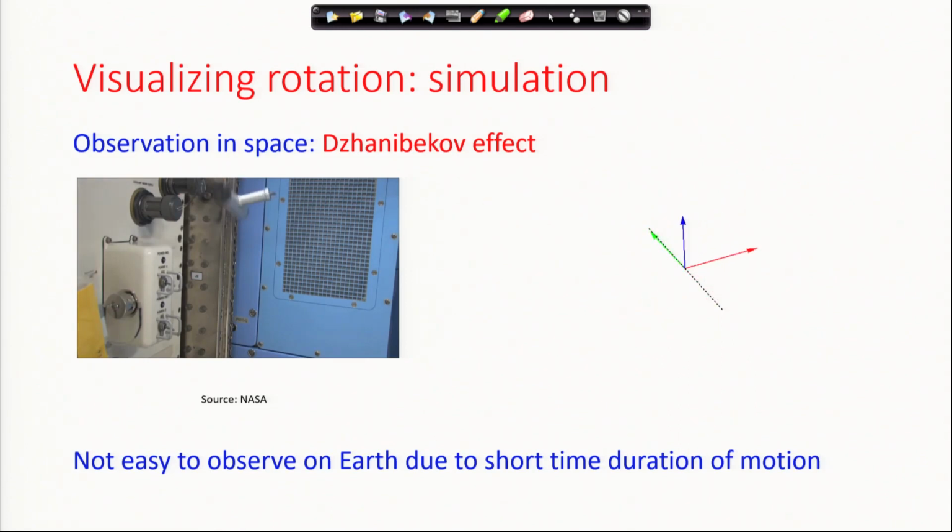This is known as the Zhanibekov effect, observed by Vladimir Zhanibekov in space. But this observation is a little difficult to repeat on Earth. You can do it by high speed photography, but otherwise continuous motion as is possible in space is not possible on the Earth. It is a little difficult.